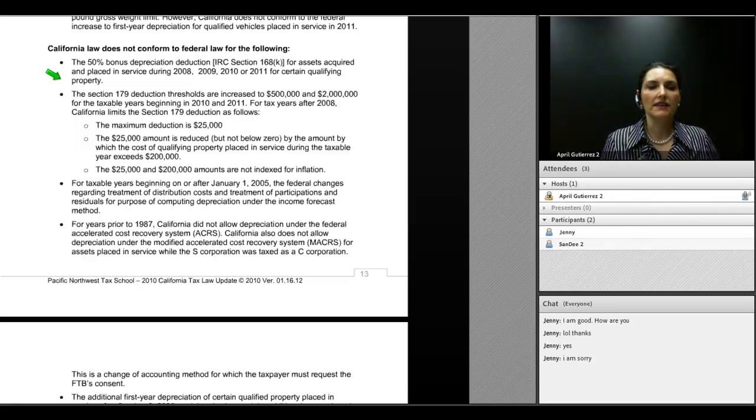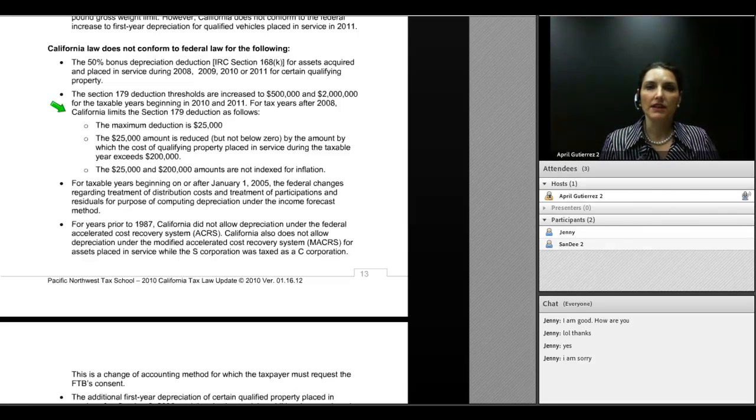Also, the Section 179 deduction thresholds are increased to $500,000 and $2 million for the limit amounts at the federal level for tax years 2010 and 2011. But California, ever since 2008, has imposed a maximum Section 179 deduction of $25,000. So that's the maximum amount you are allowed to claim as a Section 179 deduction in California.